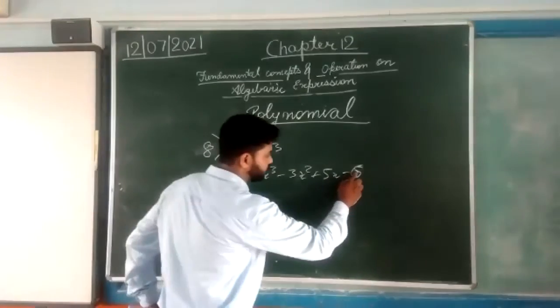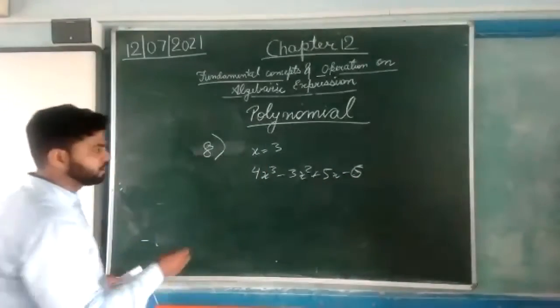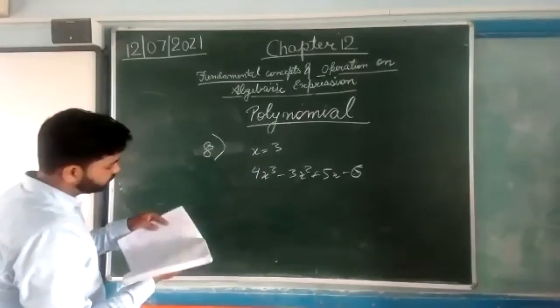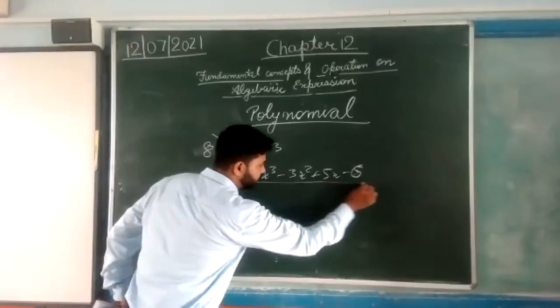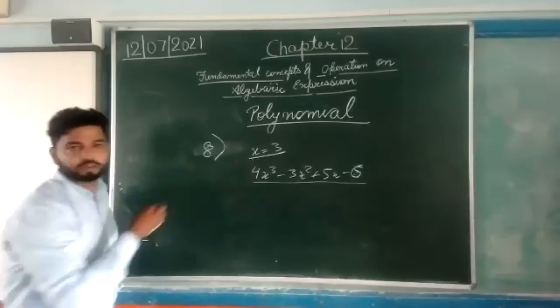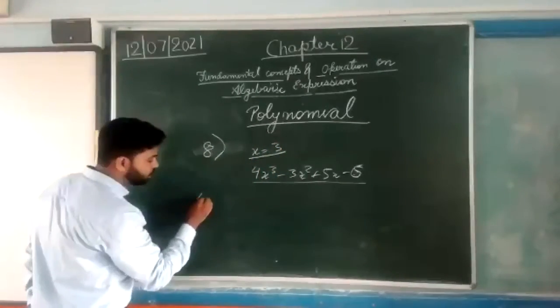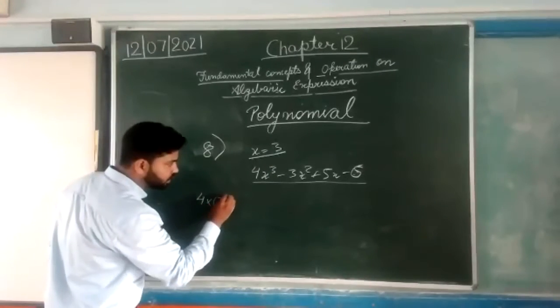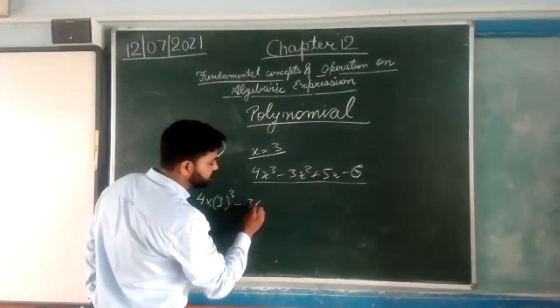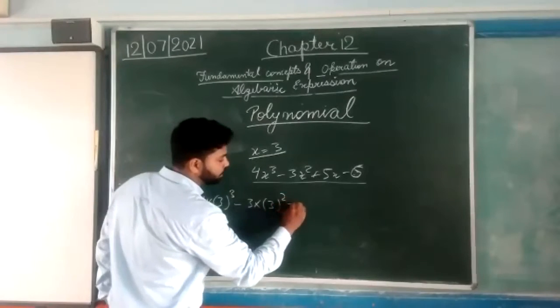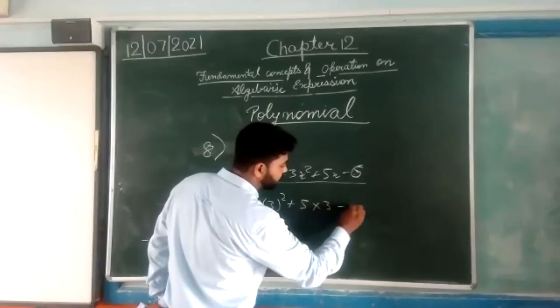I am telling the process. Look here, everyone. As this is the given question, find the value of this expression by putting the value of x equal to 3. So in place of x, we will put 3. That is 4 into 3 minus 3 into 3 square plus 5 into 3 minus 6.